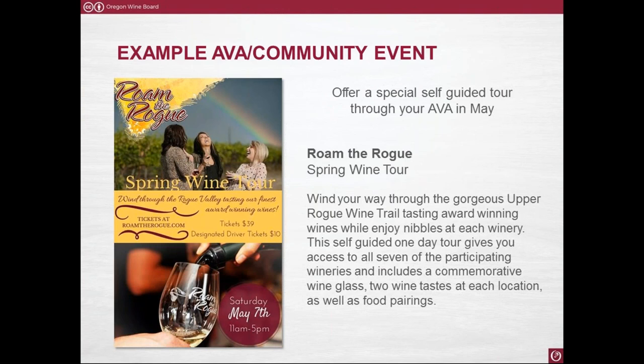Another ongoing community event is the Roam the Rogue. This is a self-guided tour. If the density of tasting rooms in your region doesn't best support an all-under-one-roof kind of event, this can be a good option. It has the added bonus of sharing not just your wine with visitors, but because these self-guided tours invite consumers to each individual winery, you're also sharing your tasting room and winery space.